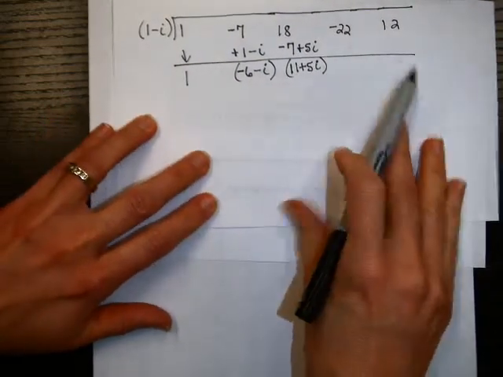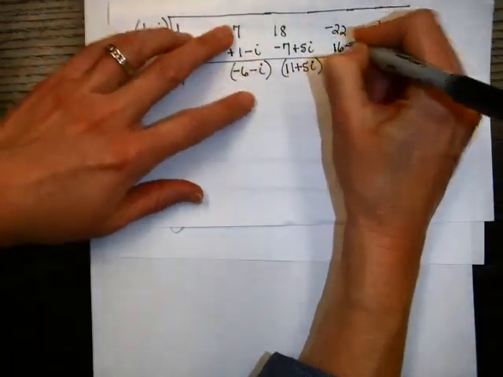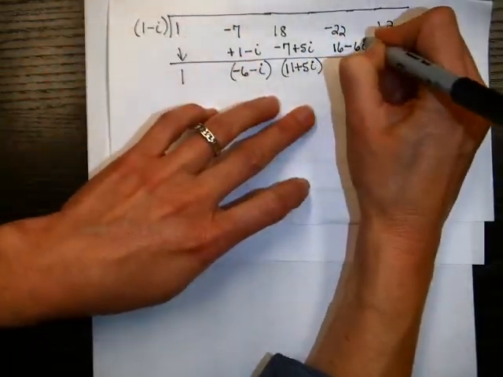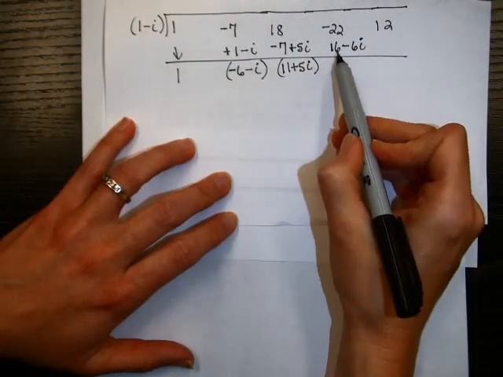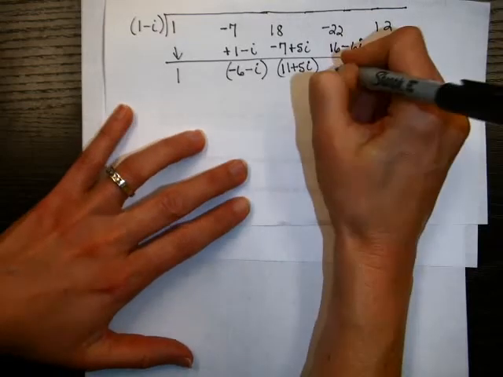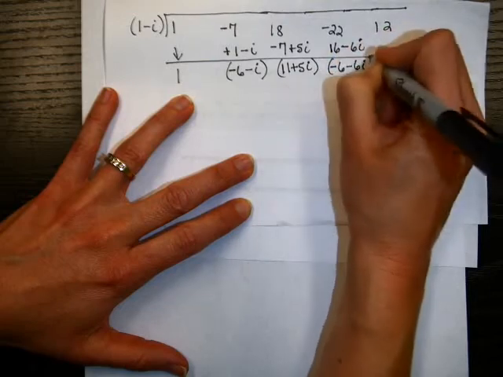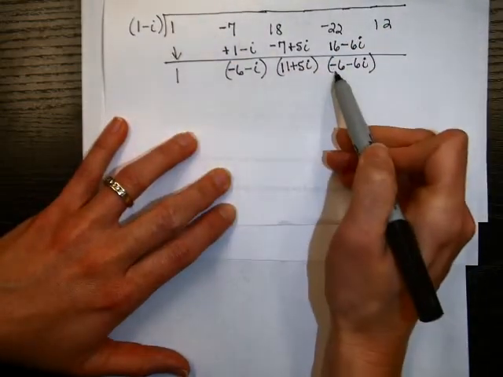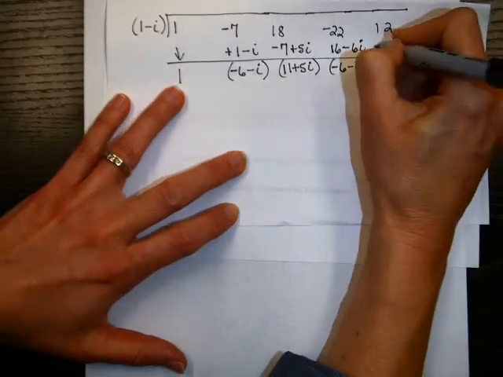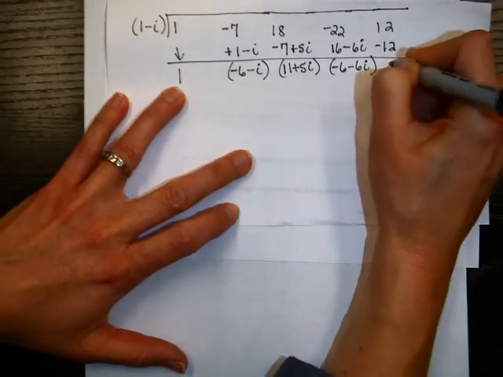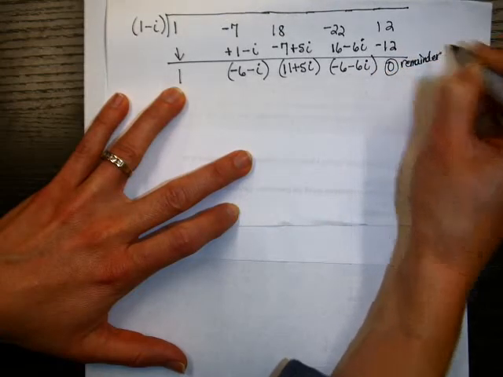And then I'm going to multiply 1 minus i times 11 plus 5i. And again, you can use your calculator to multiply that. That will give us 16 minus 6i. Line the real number part up. Negative 22 plus 16 gives me negative 6 minus 6i. And so now I'm going to multiply 1 minus i times negative 6 minus 6i, and that would give me negative 12. And so 12 minus 12 gives me that remainder of 0 that I definitely should get here.